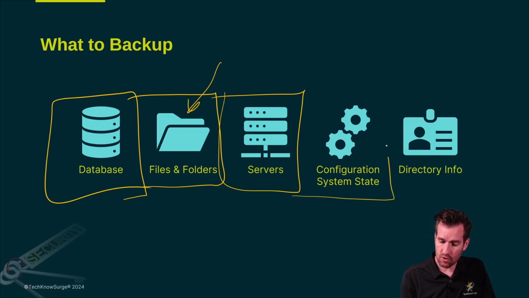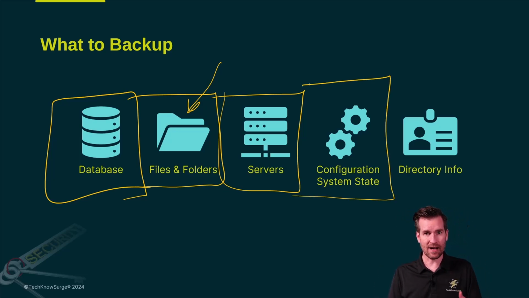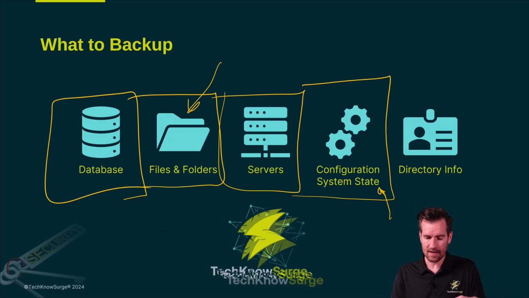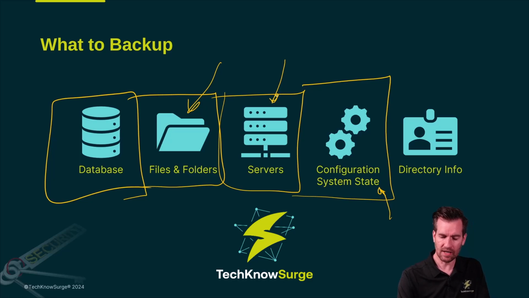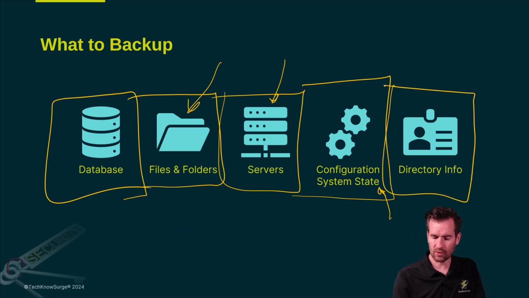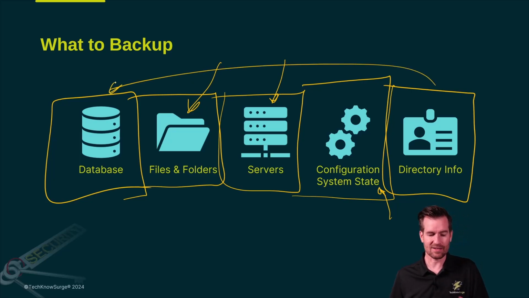We may choose to do configurations, like if we have some sort of application, we may want to back up the configuration settings of that application, or a system state, which is like the configurations of a machine. We can back up just that system state rather than the whole server, and that saves us on backup time there. Or maybe it's some sort of directory information like Active Directory. And a lot of these are interrelated here, but the directory information, a lot of times it's on some sort of database on the back end.